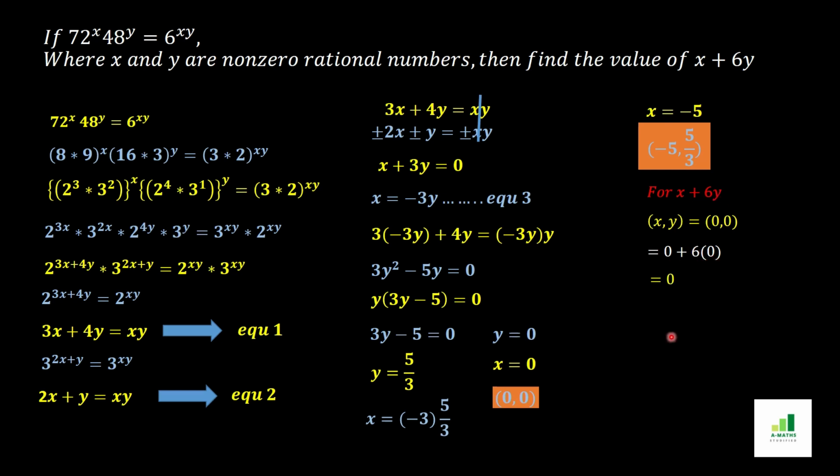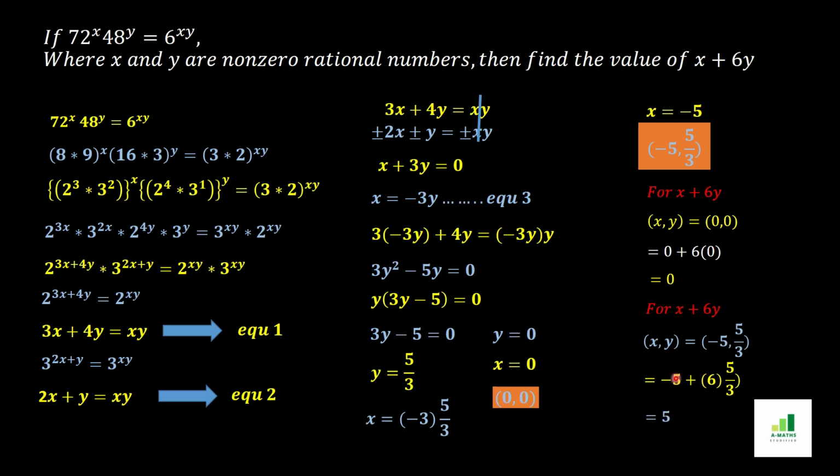Now for x plus 6y, we will put the next values of x and y as minus 5 comma 5 over 3. After putting these values inside this expression, we replace x with minus 5, plus 6 is the same as before, and y with 5 over 3. This 3 and this 3 cancel out. 3 ones are 3, and 3 twos are 6, 2 fives are 10. 10 minus 5 is equal to 5. Then we get the value of this expression after simplifying as 5.